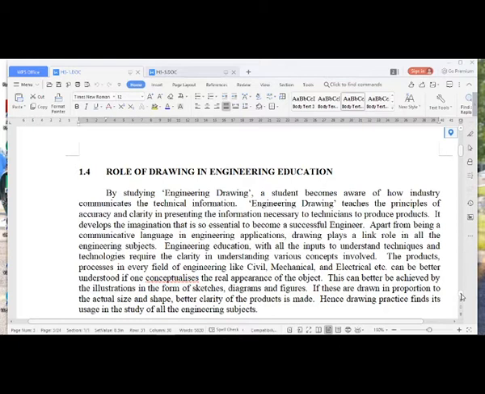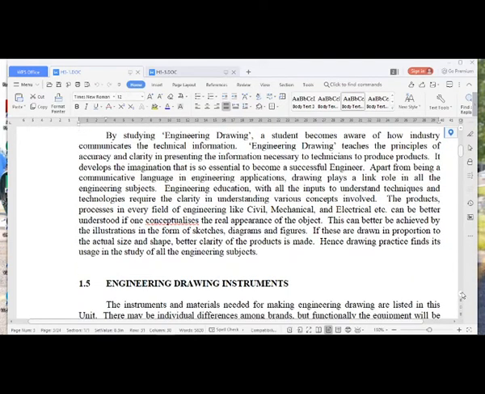Engineering education, with all the inputs to understand techniques and technologies, requires clarity in understanding various concepts involved in the product process in every field of engineering, like civil, mechanical, electrical, etc. All engineering. This can be better achieved by illustrating in the form of sketches, diagrams, figures.